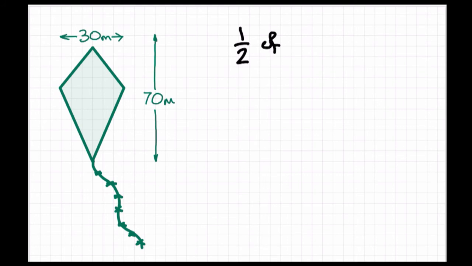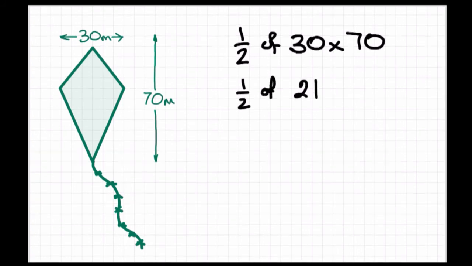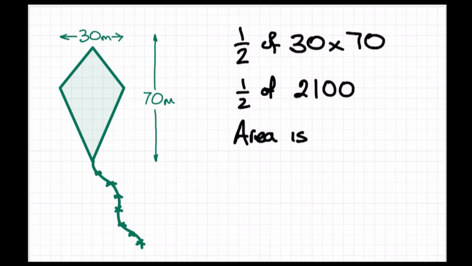So it's a half of 30 times 70. So that's a half of 3 7s are 21, and they both have a factor of 10 in them, so that will give us 2,100, and then half of 2,100 is 1,050. So the area is 1,050 meters squared. Wow, that is one big kite. Imagine the size of that. I bet that would fly well.